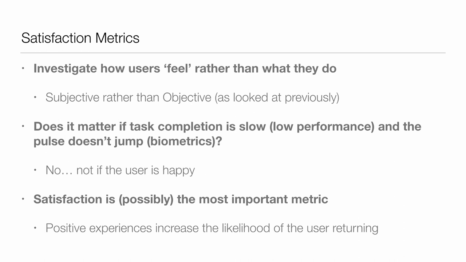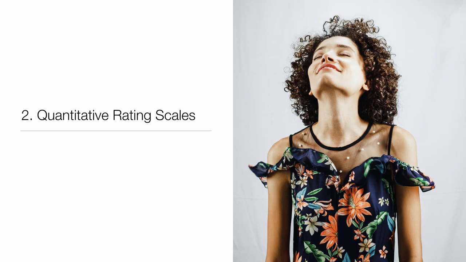So satisfaction is the most important metric, and I had a conversation with consultants from Bunnyfoot recently, and they were saying, yes, we agree, satisfaction is the number one thing we are aiming for as UX professionals. So let's dive now into how we quantify this, how we understand if the website is or is not satisfying. So let's go for the first one, the quantitative rating scales.